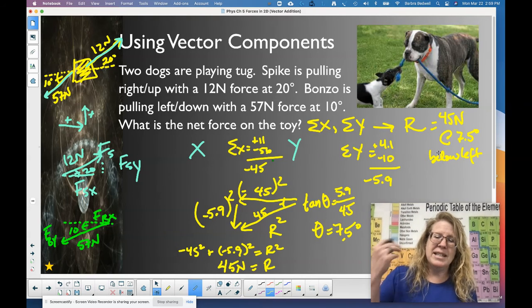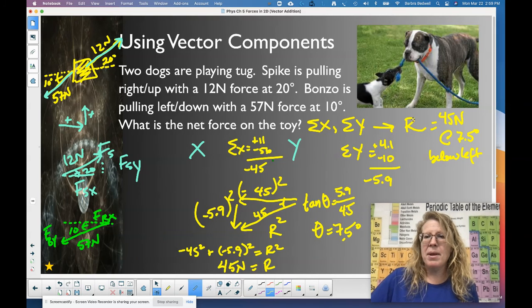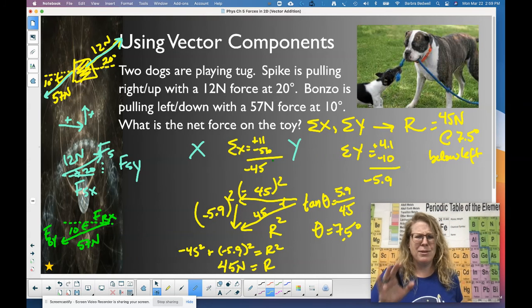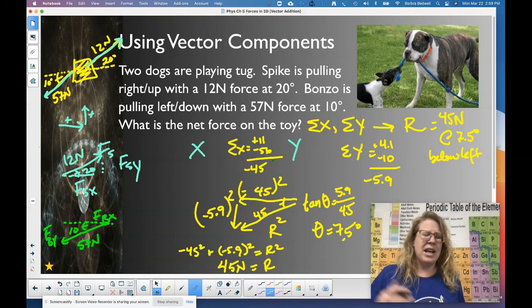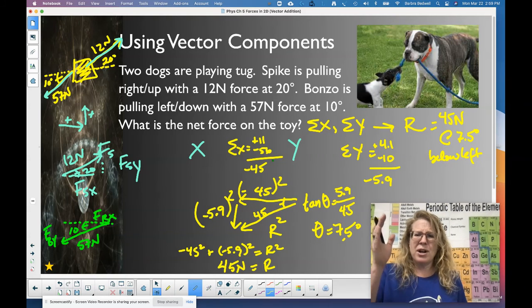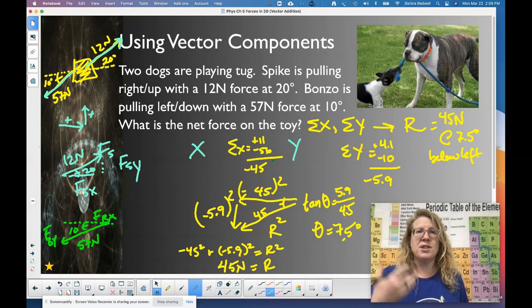So there you go. Dealing with vector components and adding these up. We know that our friend Bonzo here actually won that tug of war. So I hope this helped a little bit. I know that doing vector components is definitely sort of confusing. Again, you're trying to find your x's, you're trying to find your y's, then you use Pythagorean theorem and tangent to describe that final resultant vector.